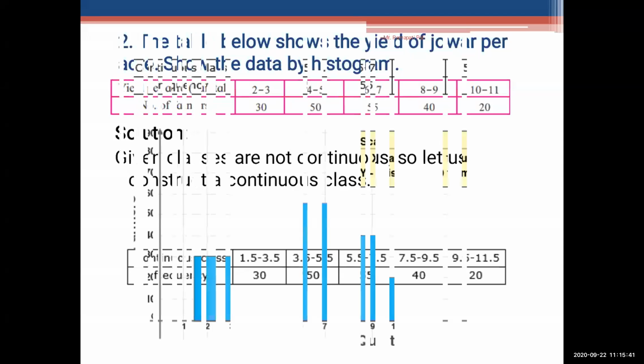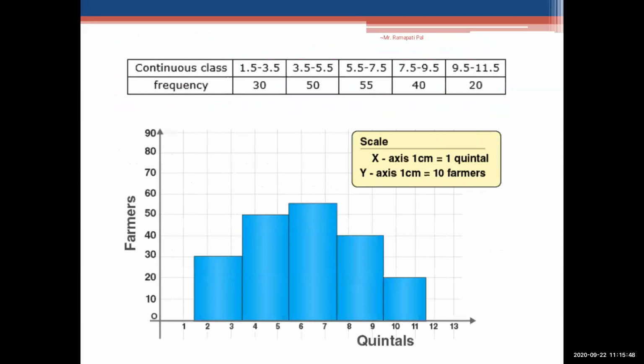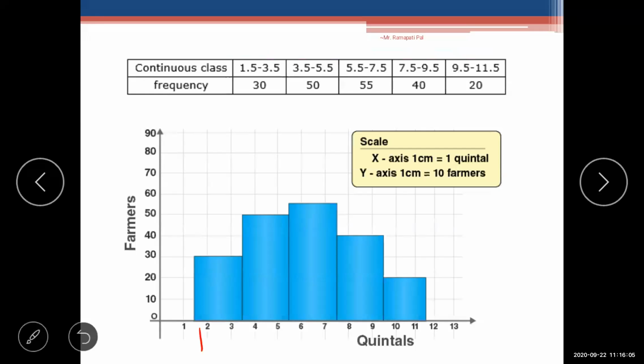You can see 1.5 to 3.5, 3.5 to 5.5, 5.5 to 7.5, 7.5 to 9.5 and 9.5 to 11.5. Okay. You can see.